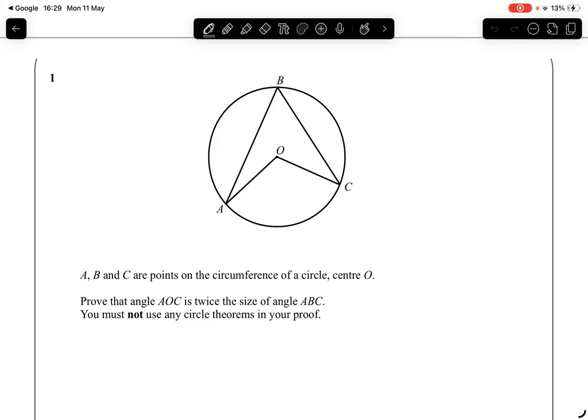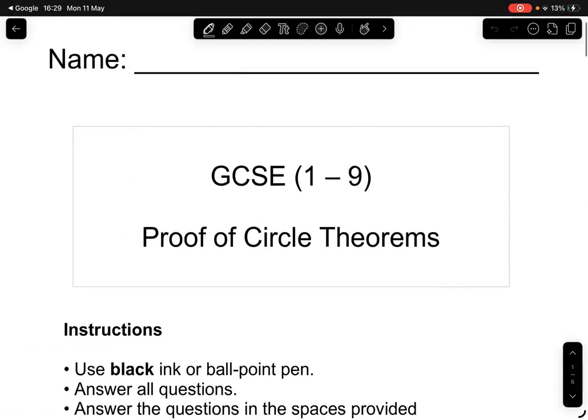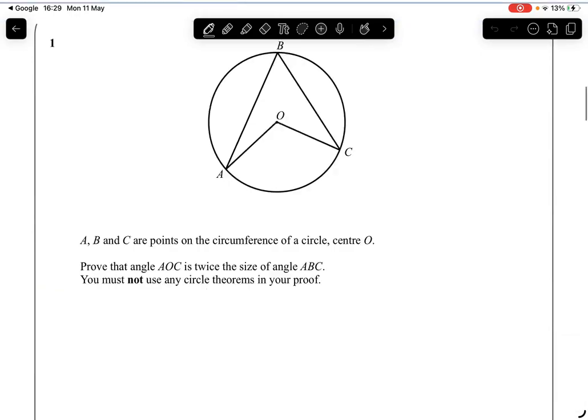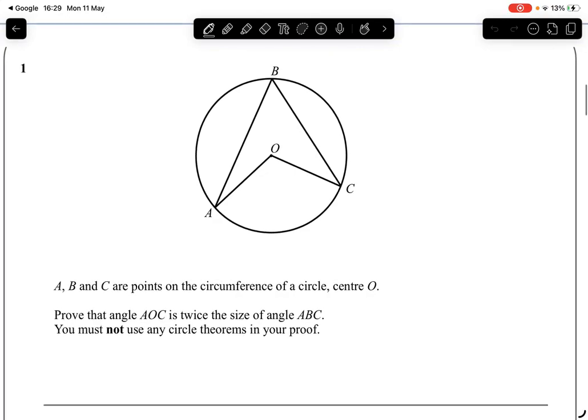In this video I'm going to go through each of the proofs of the circle theorems that you need for GCSE. I'm doing this using the Maths Genie proofs of the circle theorems exam questions. You could do this using any circle that you wanted, but I just thought this was easier and that I could show you on the circles how to do these proofs.